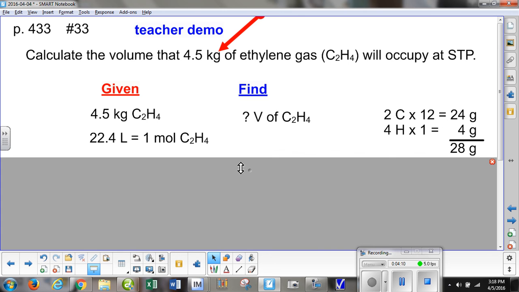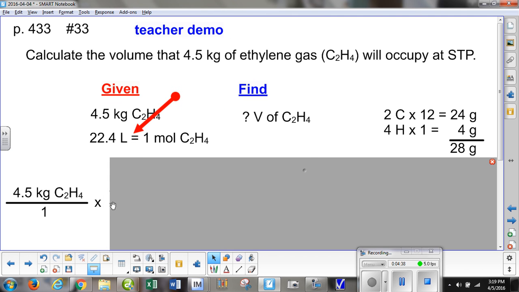The periodic chart doesn't do that. So what I'm showing here is, first of all, I know I'm going to need the molar mass, so I'm going to add that up over here. And here we're given the kilos of ethylene, and the volume of ethylene is what we're looking for. And because we're at STP, we can use this equality. So we're going to do it like before.